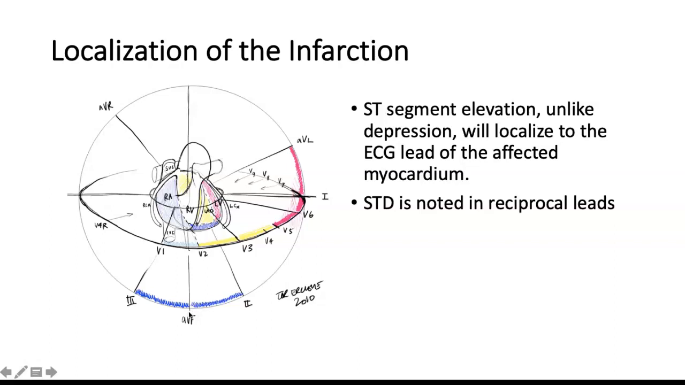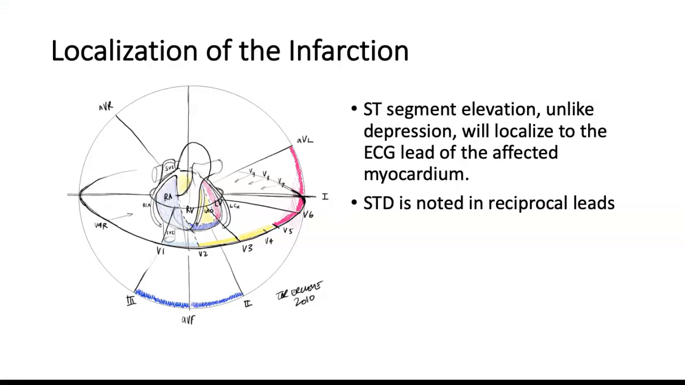From lead AVF, 90 degrees is lead 1. So we'd also expect to see ST depression in lead 1. So for an inferior wall ST segment elevation MI, or STEMI, the reciprocal changes should be noted 90 degrees in AVL and lead 1.